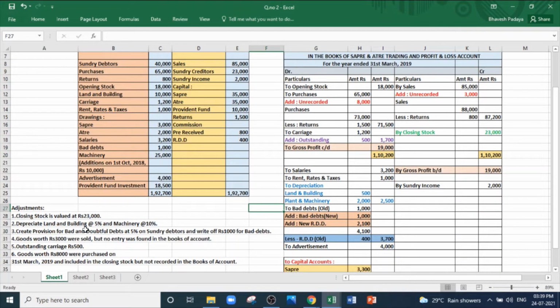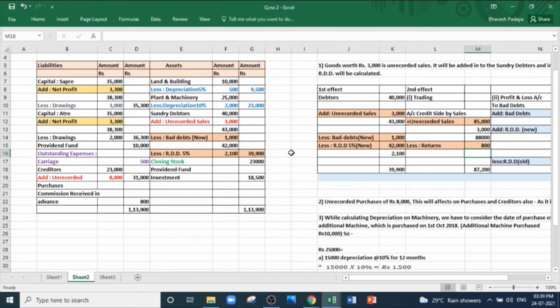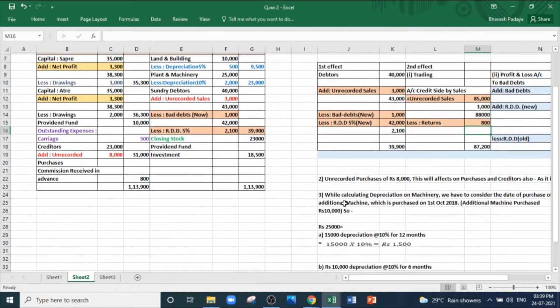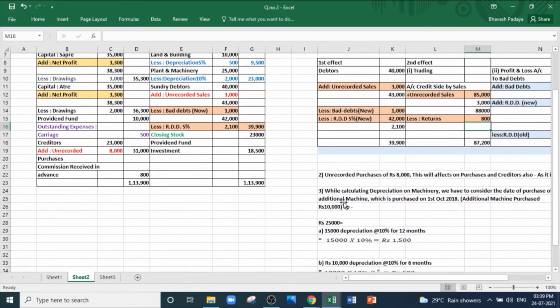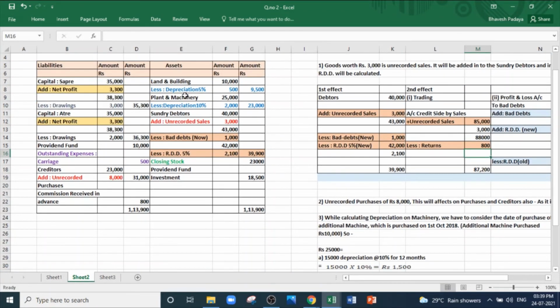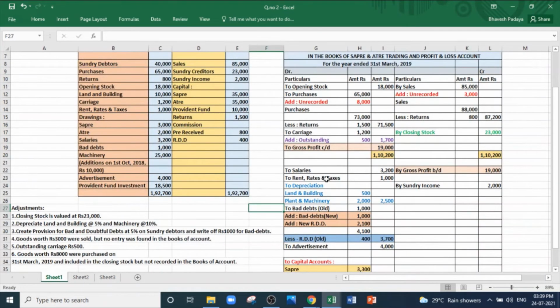Depreciate land and building at 5% and machinery at 10%. Land and building is 10,000, so you have to calculate 5% of 10,000. Land and building 5% will be 500, so 500 is your loss. Come to profit and loss and write depreciation, land and building 500.